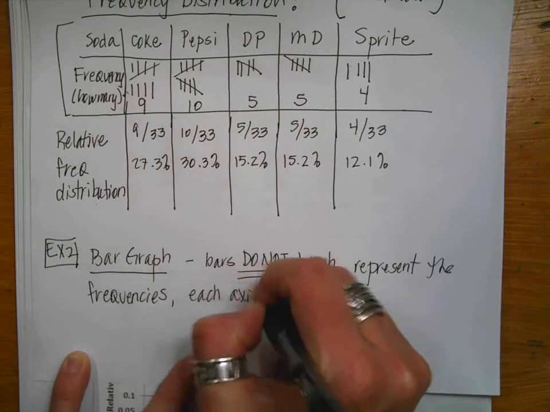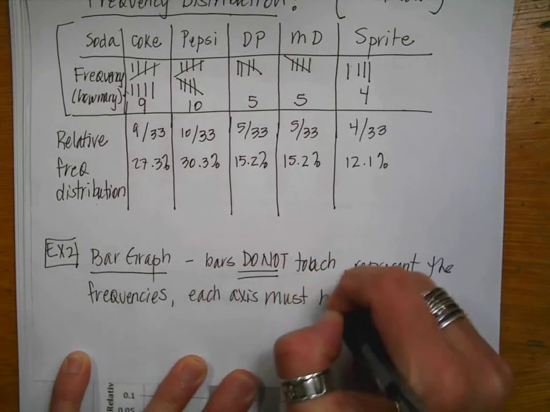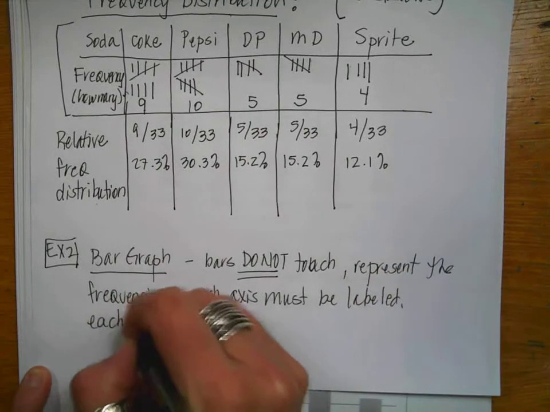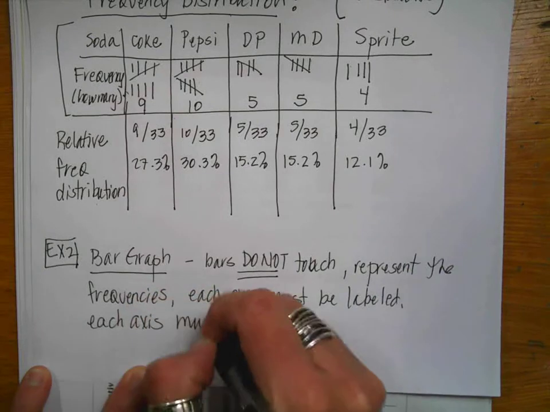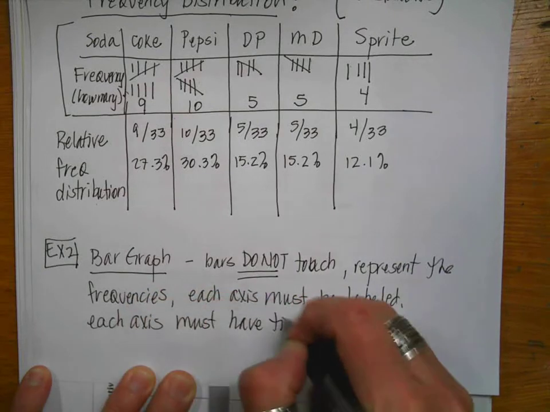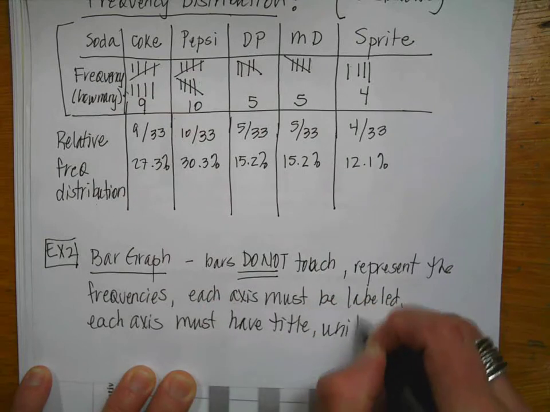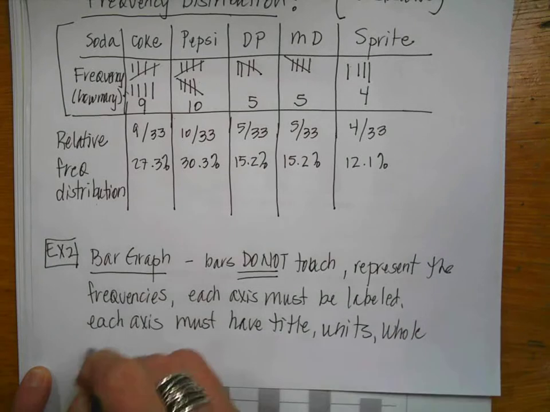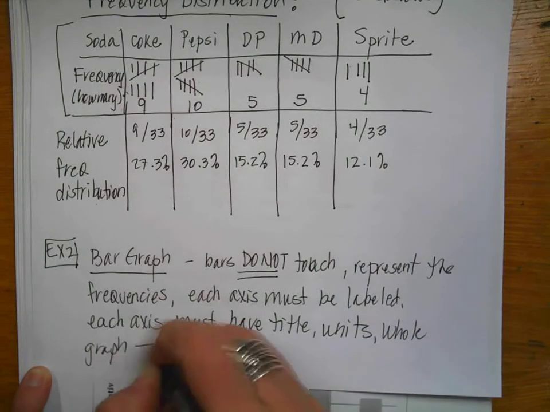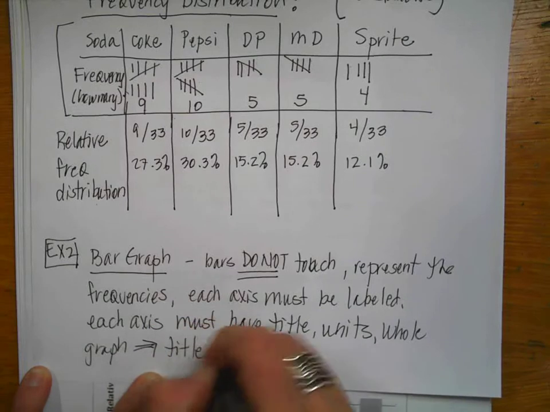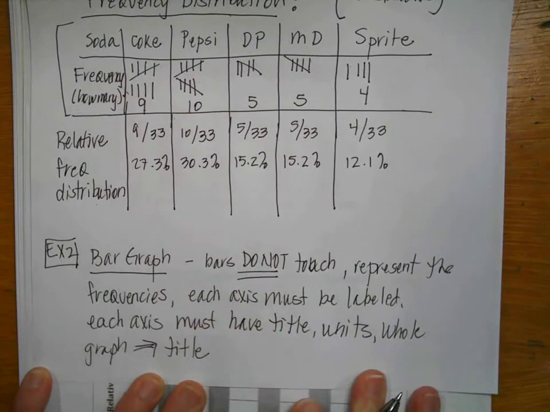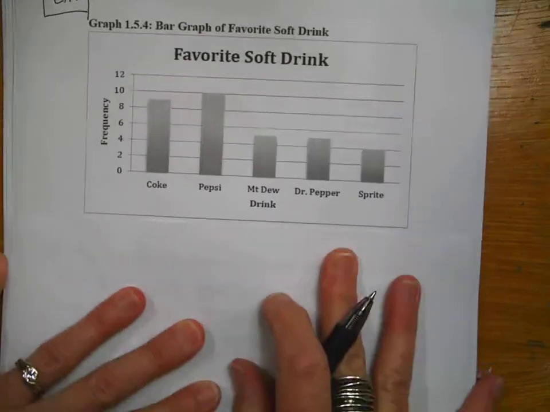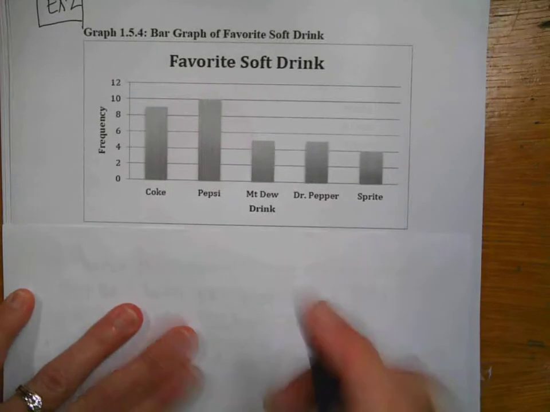Each axis must be labeled. Each axis must have a title. We always, of course, want to include units if units are relevant, and then the whole graph has to have a title, and the title has to represent what you're actually looking at. Okay, so now what I want to do is go to our first picture.